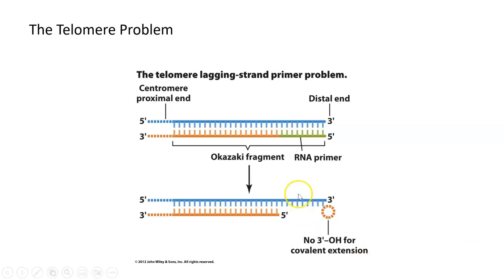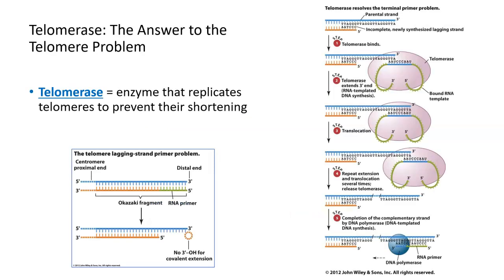They would get shorter because you would be unable to replicate this portion here, and then this portion here in the next round of replication, and then this portion here. And so the telomeres would continue to shorten and shorten in length. Ultimately, the shorter these telomeres got, the closer you are to deleting some of the more important portions of your chromosomes, where genes are contained, right? So there has to be a solution to this telomere problem, and we can't do it in the normal way of DNA replication, can't use DNA polymerase.